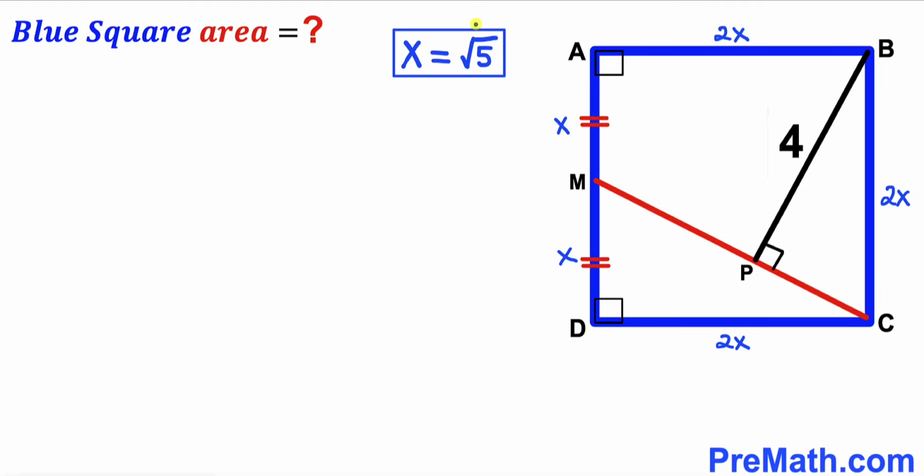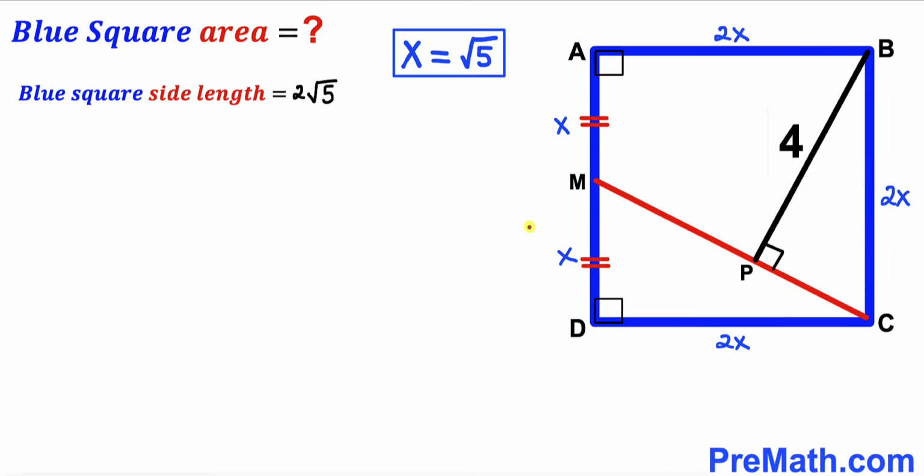So our x value turns out to be square root of 5, and we know the side length of this blue square is 2 times x. So this is going to give us the side length as 2 times square root of 5. Thus the blue square side length turns out to be 2 times square root of 5.